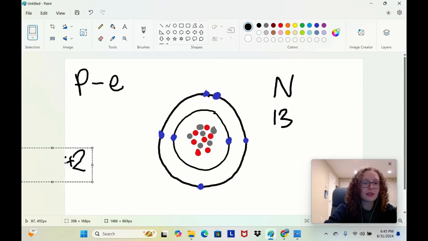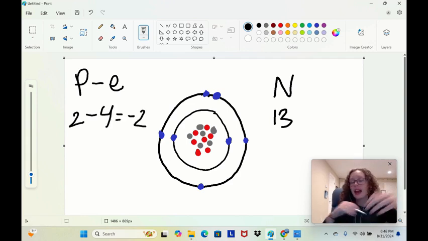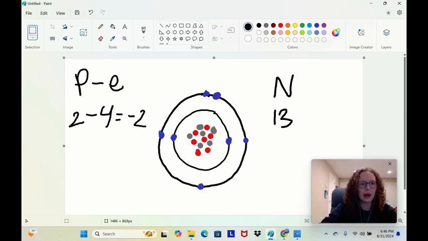However, if I had, for example, more electrons than protons, let's say I had 2 protons and 4 electrons, my charge would be negative 2 because I have more of the negative stuff than I do the positive stuff. If I have the same amount, then it's 0 and there's no charge. It's a neutral atom, right?